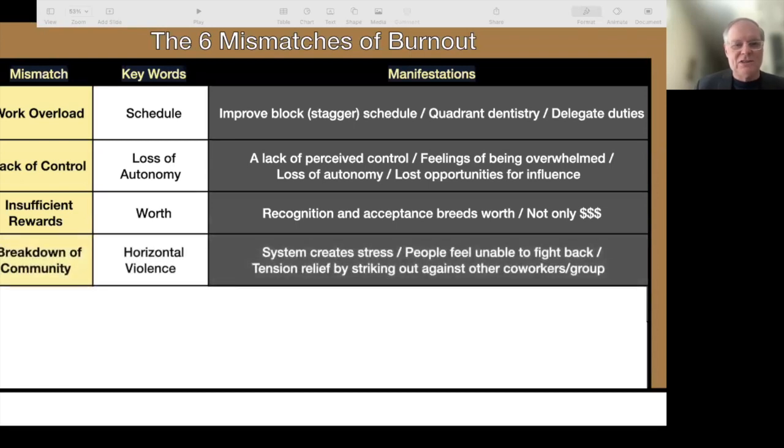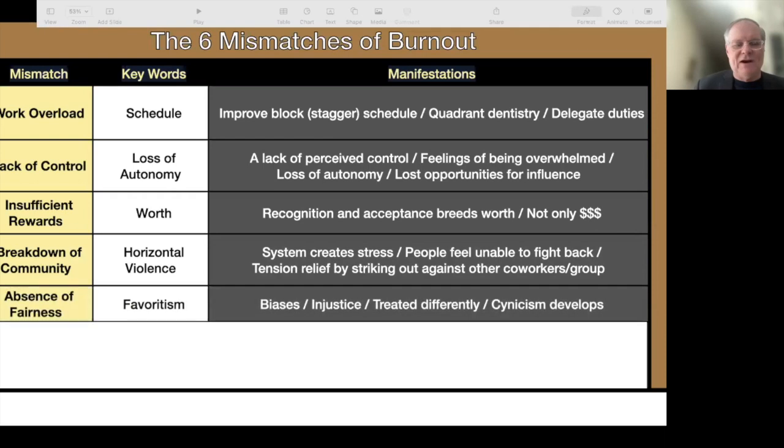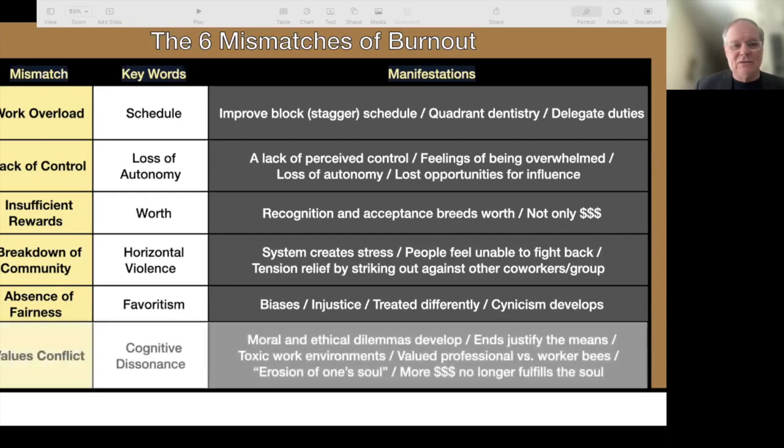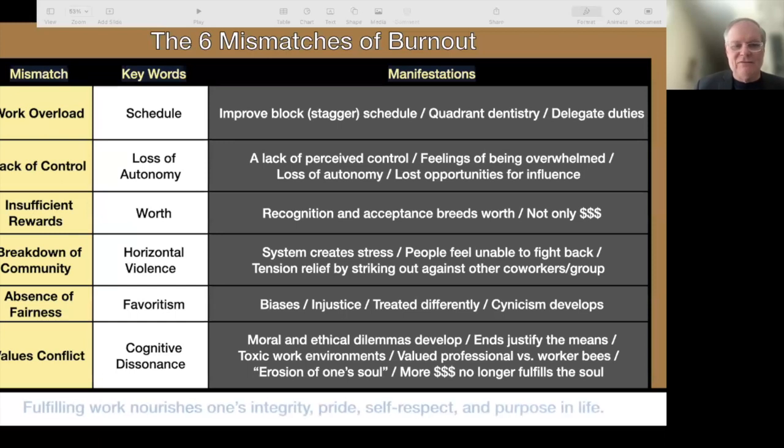Breakdown of community. This term that Christine Maslach uses is called horizontal violence, where people just take all the abuse and then eventually they lash out at their fellow workers by yelling, screaming, acting out. Absence of fairness, favoritism. Look at those to see if you are actually doing that. And then, of course, values conflict. It's an erosion of one's soul. And so I like to say that fulfilling work nourishes one's integrity, self-respect, pride, and purpose in life.